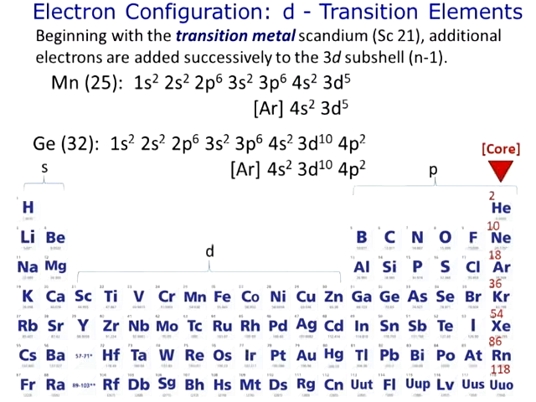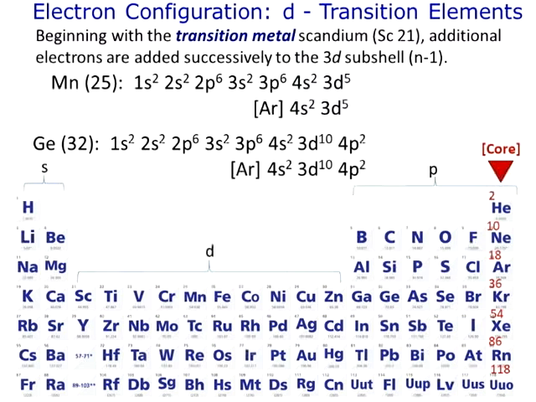If we use the shorthand core method, then we look back from manganese and our core becomes argon, because it is a noble gas with 18 electrons in it. So we pass argon on to 4s2, 3d5.